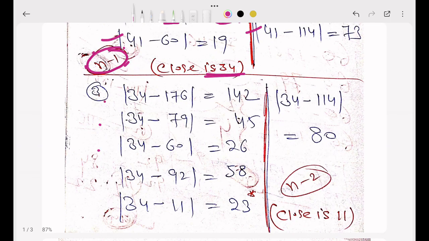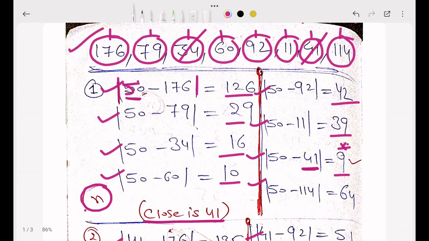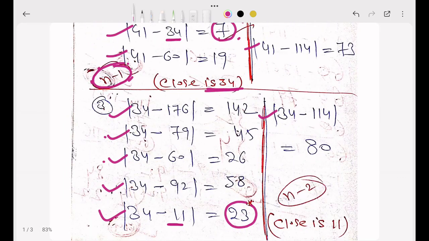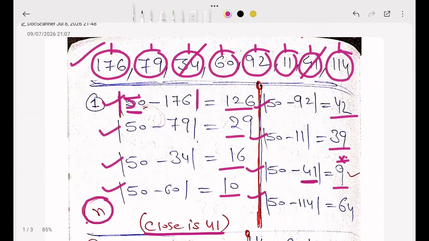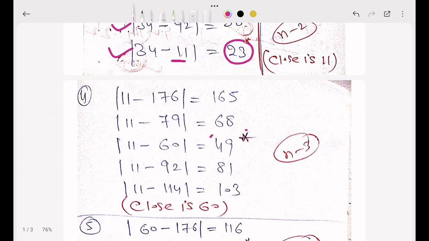Next head is 34. So 34 minus the remaining elements: 176, 34 minus 79, 34 minus 60, 34 minus 92, 34 minus 11, 34 minus 114. So the smallest outcome is 23. So my next head is 11, that is very close to 34. What is the meaning of this? I will remove this 34 from the stack. Now my next is 11. So 11 also I will remove from here. Total comparisons are now n minus 3, because I removed 3 elements.